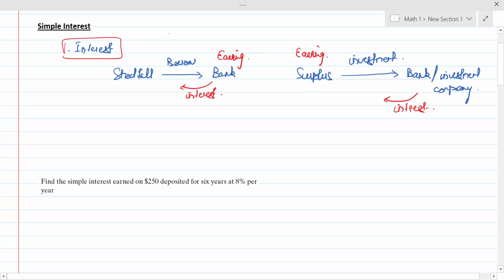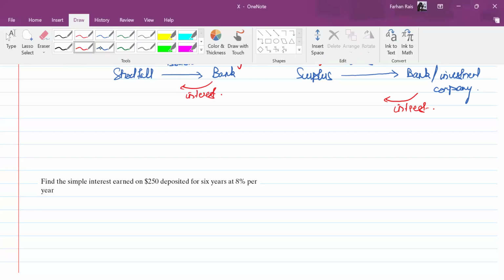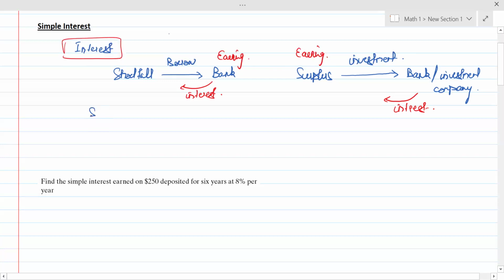For simple interest, the idea is very simple. For simple interest, on the invested amount or the borrowed amount, an interest is applied, and that interest to be charged remains the same throughout every year. The formula to be used in case of simple interest is: simple interest equals PRT upon 100.